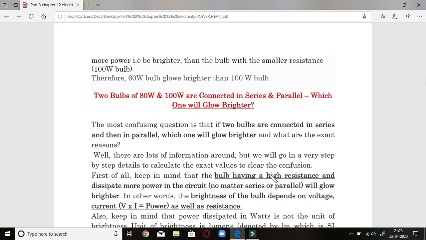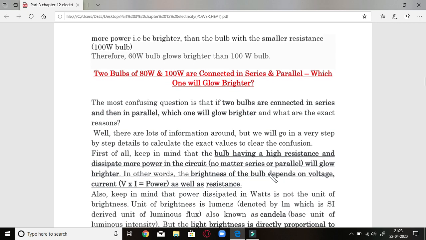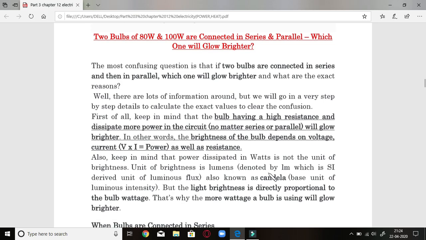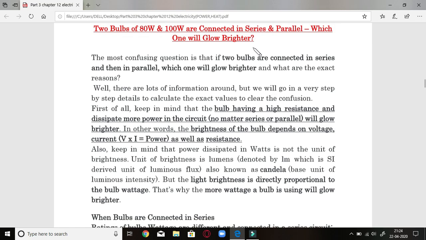This was the case when we connected two bulbs in series. Now the next question is, two bulbs of 80 watt and 100 watt are connected in series and parallel one by one. Which will glow brighter? In which situation will there be more glow? Let us see that. This is the most confusing question. Let us find out the reason behind it.